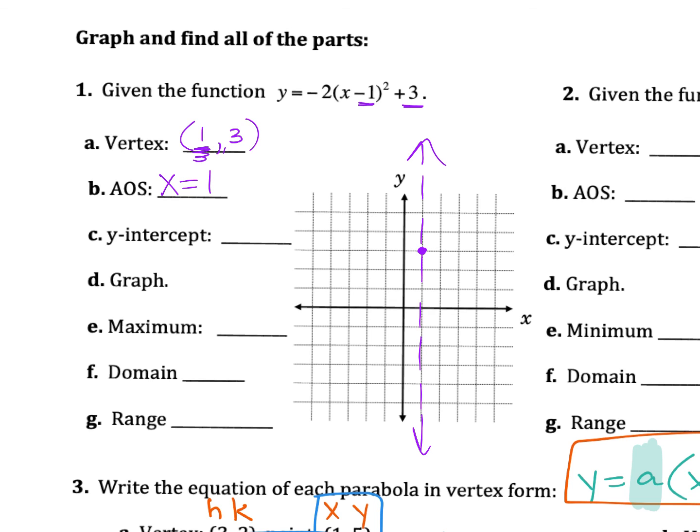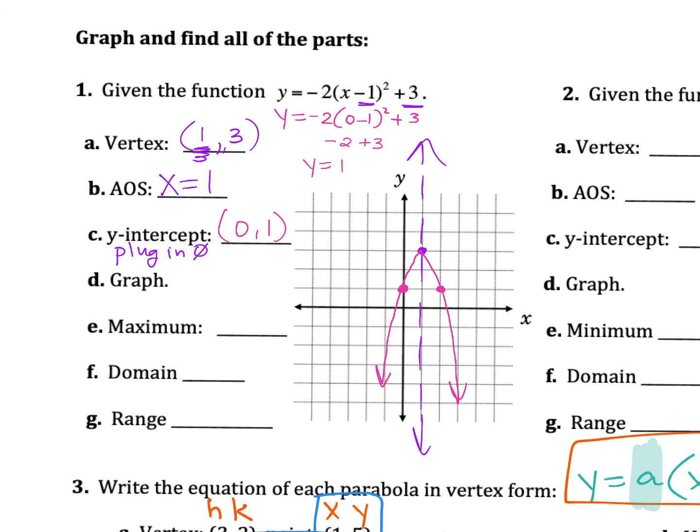What's your Y-intercept on this one? What do you do to find your Y-intercept? Plug in 0, right? We're just doing it in a slightly different order. So Y equals negative 2 times 0 minus 1 squared plus 3. So negative 1 squared is 1. Negative 2 times 1 is negative 2 plus 3. So Y is 1 for that. So your Y-intercept is 0, 1. So plot that and reflect it, and that will give you your graph.